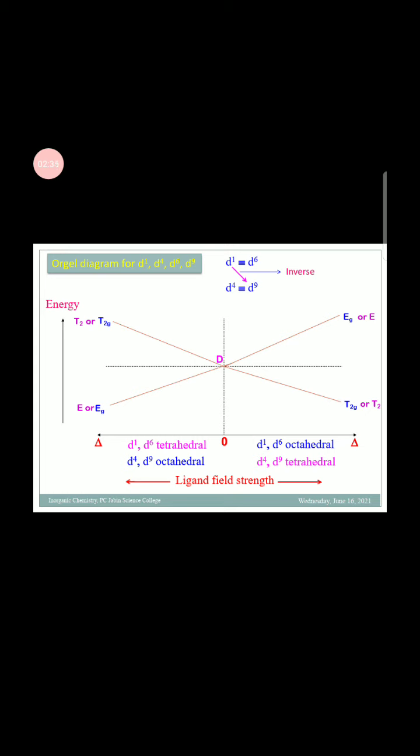This is the Orgel diagram where pink d1 and d6 indicates tetrahedral, and blue d4 and d9 terms indicate octahedral. Blue for d1 and d6 indicates octahedral, and pink for d4 and d9 indicates tetrahedral. The graphs are always plotted energy versus ligand field strength.